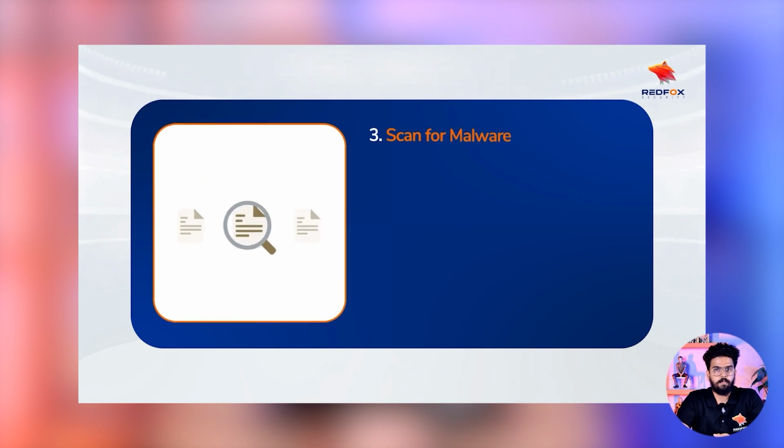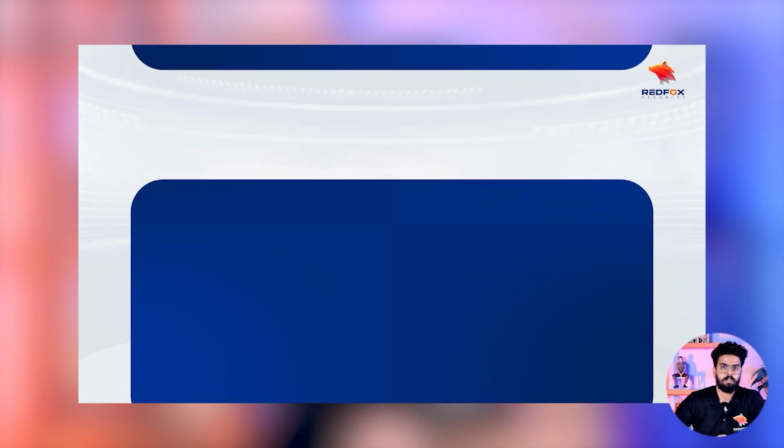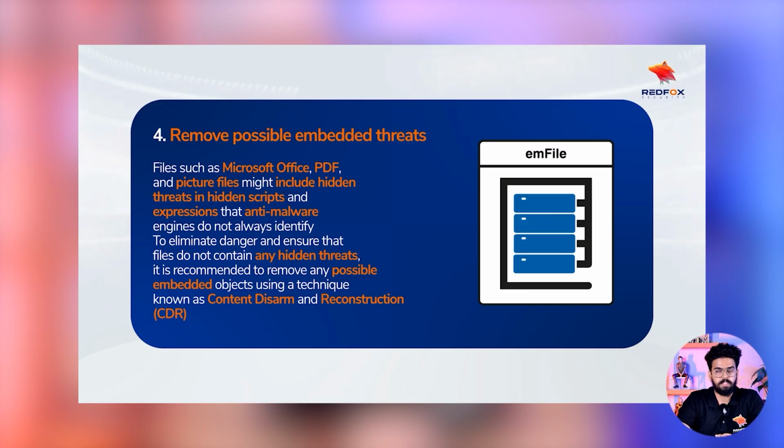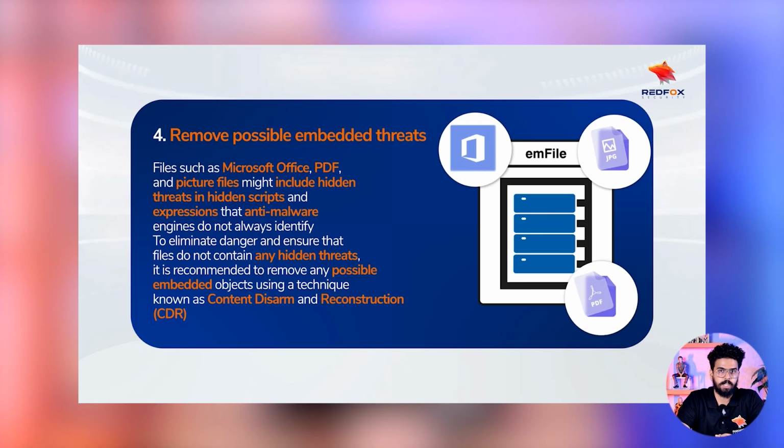Scan for malware. All files should be malware scanned to reduce risk. To get the maximum detection rate and the shortest exposure window to malware outbreaks, we advocate multi-scanning files with various anti-malware engines, using a combination of signatures, heuristics, and machine learning detection approaches. Remove possible embedded threats. Files such as Microsoft Office, PDF, and picture files might include hidden threats in hidden scripts and expressions that anti-malware engines do not always identify. To eliminate danger and ensure that files do not contain any hidden threats, it is recommended to remove any possible embedded objects using a technique known as content disarm and reconstruction.